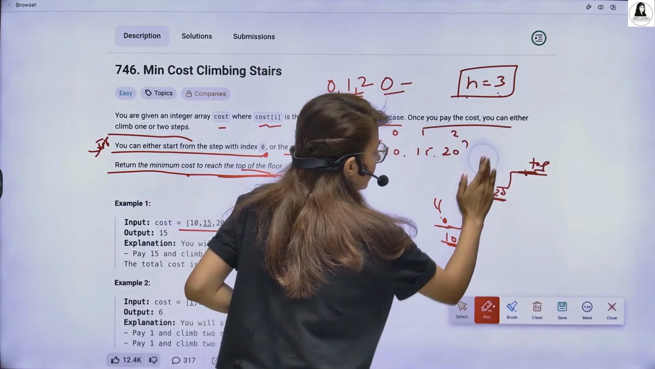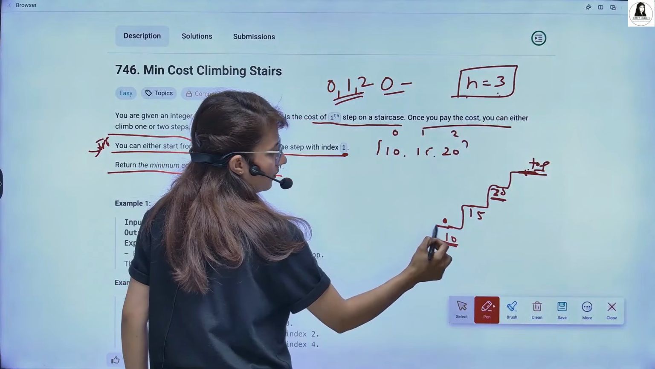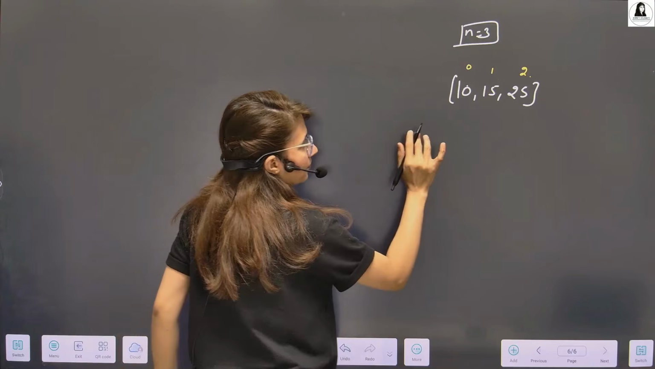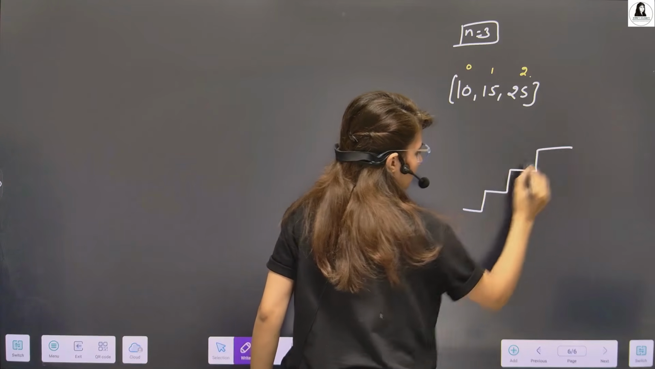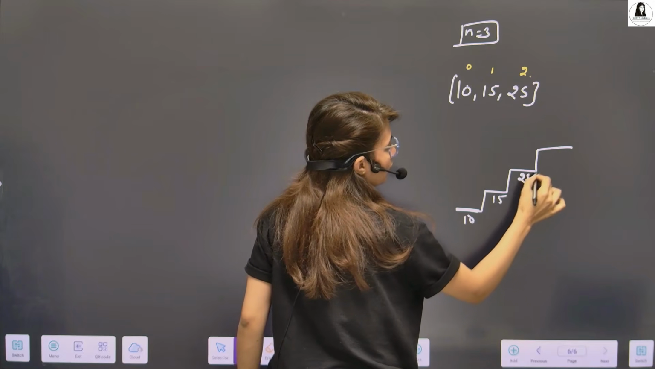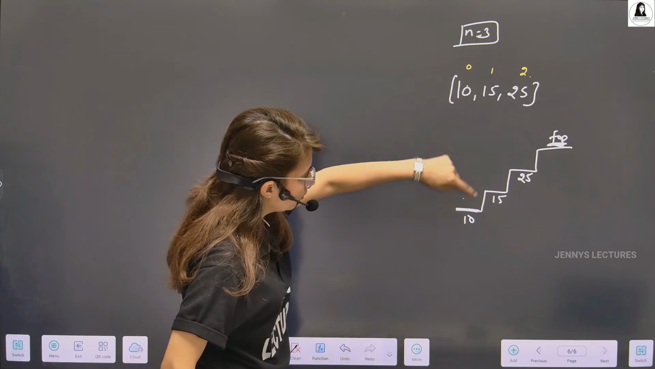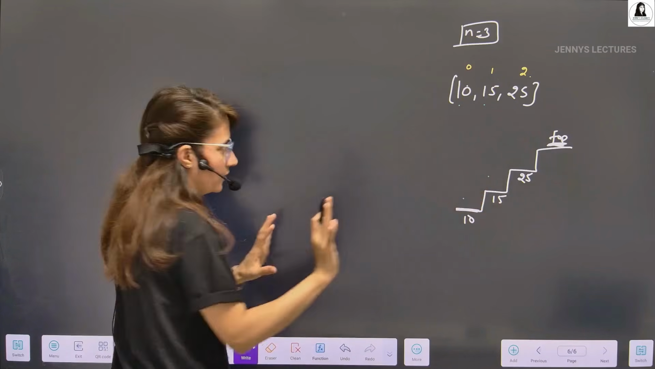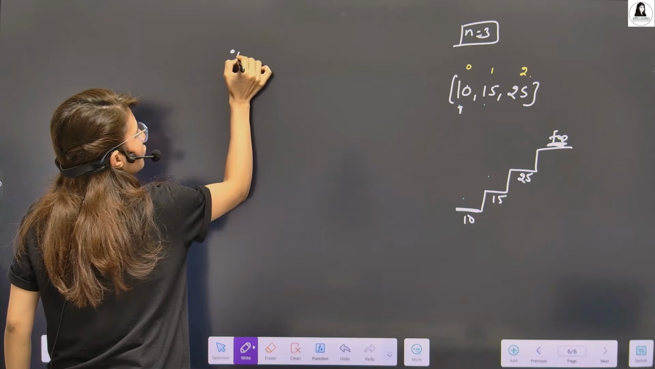Next point: how will you reach here? Let's draw this. For the 0th index it's 10, then 15, and 25, and here is the top. You have to reach here. You can start from the 0th index or from index 1. Let's start from index 0, so the cost is 10.